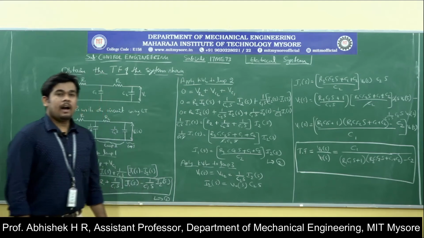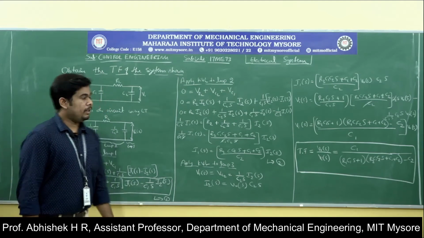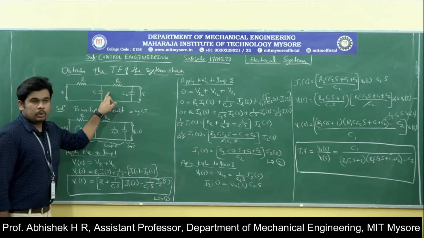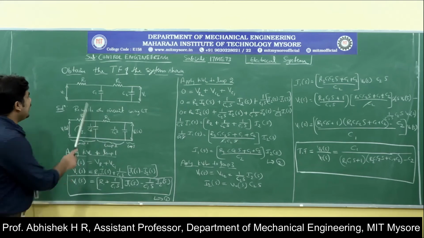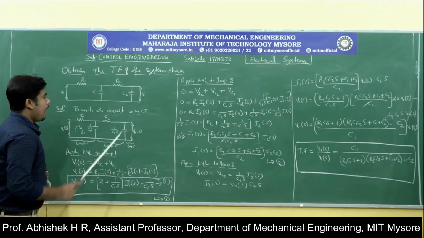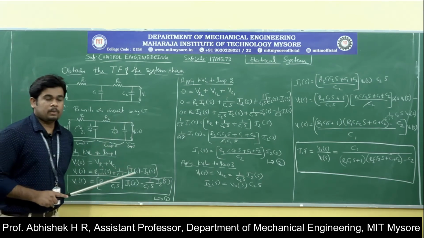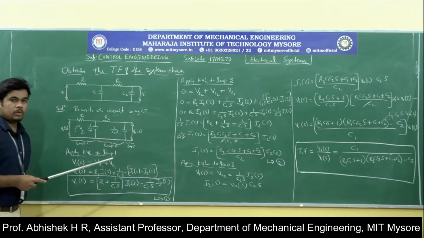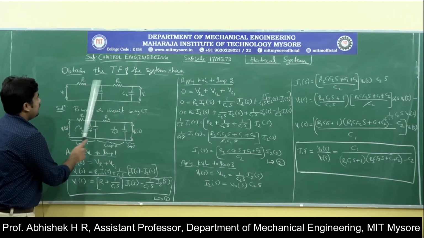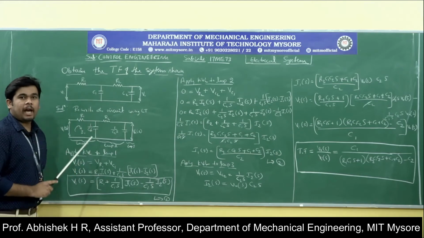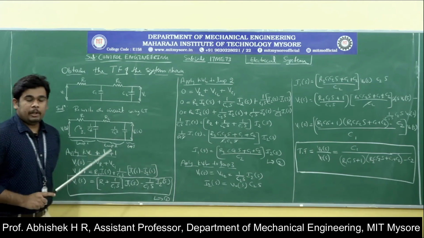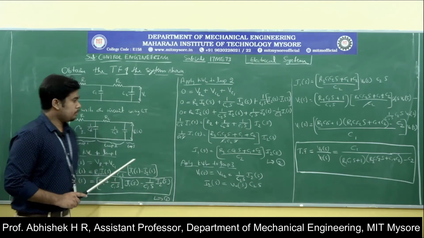Okay. Now let us see the last problem in the electrical system: obtain the transfer function of the system shown. So this is the given electrical circuit, and we need to find the transfer function. As we have solved the previous problems, it is a similar problem. We have two resistances, R1 and R2, as well as two capacitances, C1 and C2.